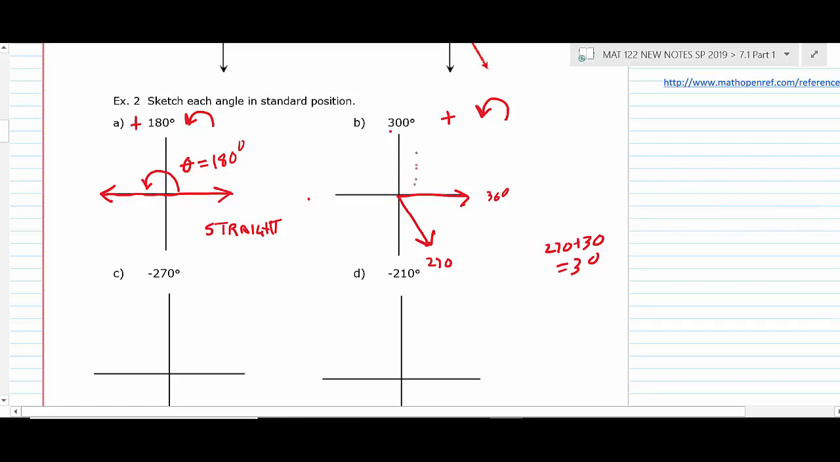Then again, you have to put this arrow here. So we go counterclockwise like that. And then I'll just label that. That is theta is equal to 300 degrees, okay?